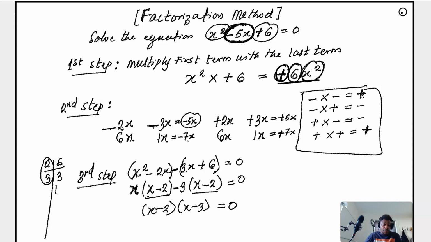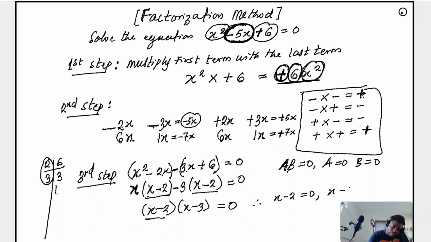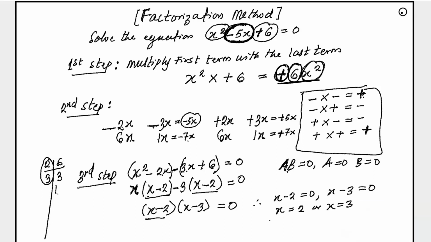Now, for factorization method, or in general, quadratic equation, AB is equal to 0. It simply means A is equal to 0 or B is equal to 0. So A here is my x minus 2. B here is my x minus 3, equal to 0. So that simply means here x minus 2 is equal to 0, then x minus 3 is equal to 0. So here that means x is equal to 2 or x is equal to 3.